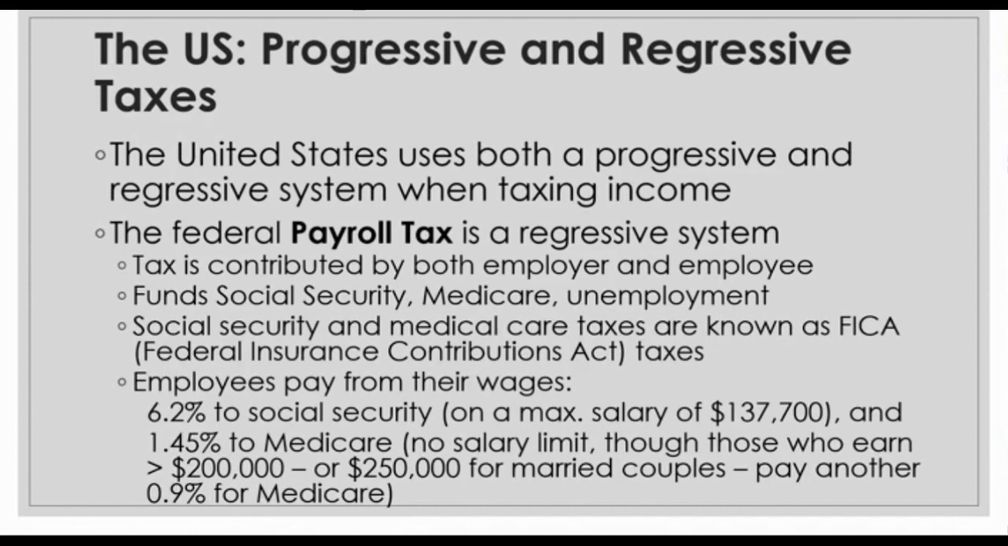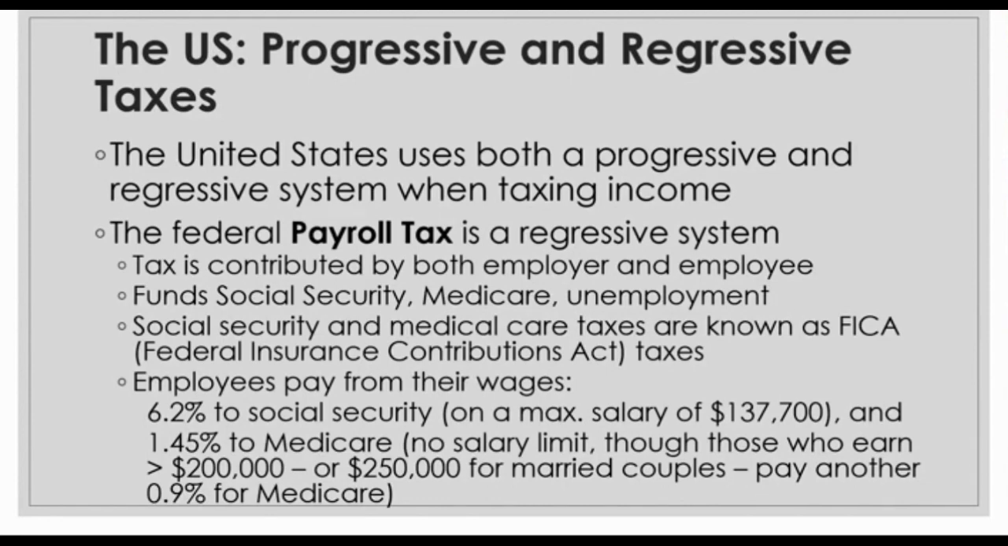So for the most part, both of these are regressive taxes or proportional taxes, in that they're a flat tax. Somebody who's earning $30,000 a year versus $130,000 a year is paying the same percentage into Social Security and into Medicare.